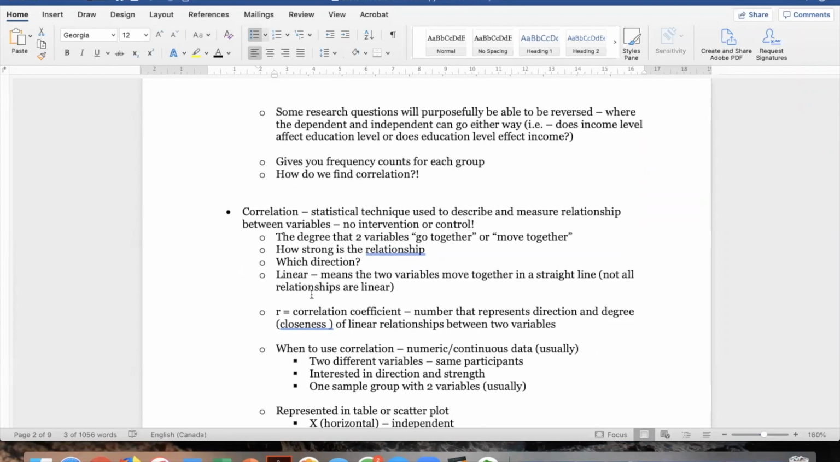Some research questions you can actually reverse. So the dependent and independent can go either way. For example, does income level affect education, or does education affect income level? Quite frankly, you shouldn't have the word affect in a correlational question, but whatever. They're just saying it goes either way. So you can decide which one's independent, which one's dependent, and where you want to put it on the chart, depending on how it's phrased. And I think you'll see that in the assignment. It kind of goes through that.